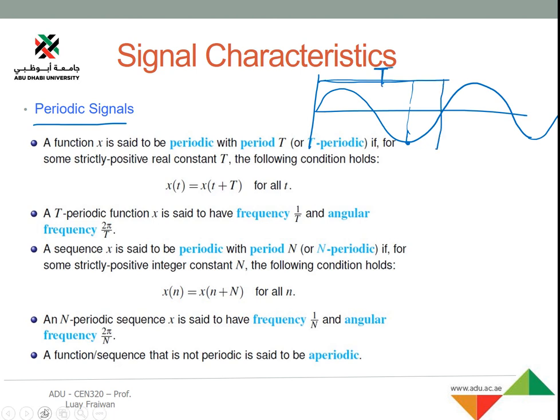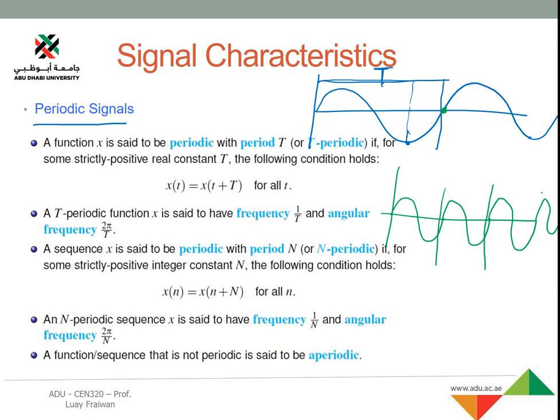After this one cycle, this waveform is repeating, the same cycle. And again here, let me draw more cycles. For example, this is one cycle, you have another cycle, another cycle, and so on. So after one cycle, the waveform is being repeated. If the signal has such characteristics, it's called a periodic signal.